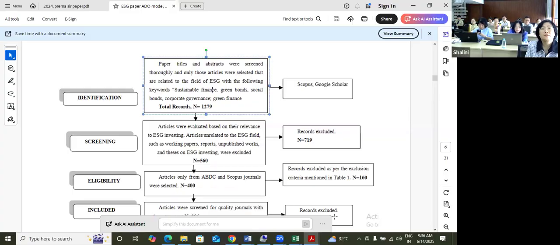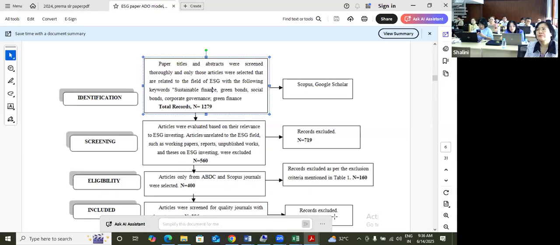Is this clear? And now another criteria that we have put for inclusion of the papers is ABDC. So again, how many records have we excluded? 160. And we have got 400. Now we have got 400 papers.